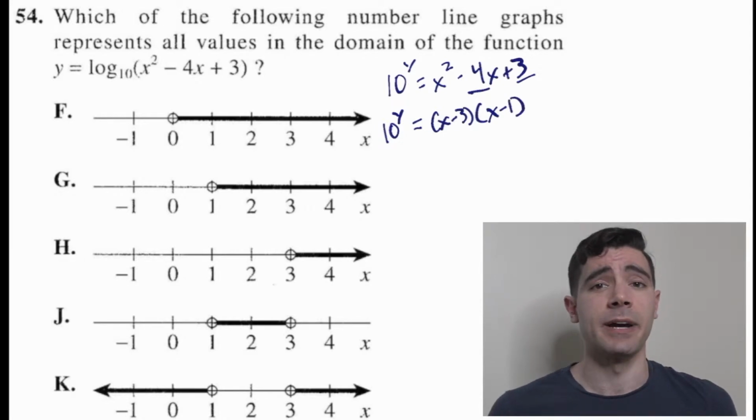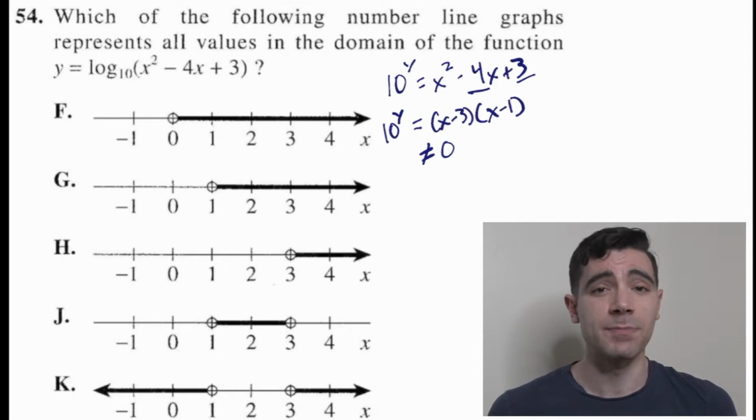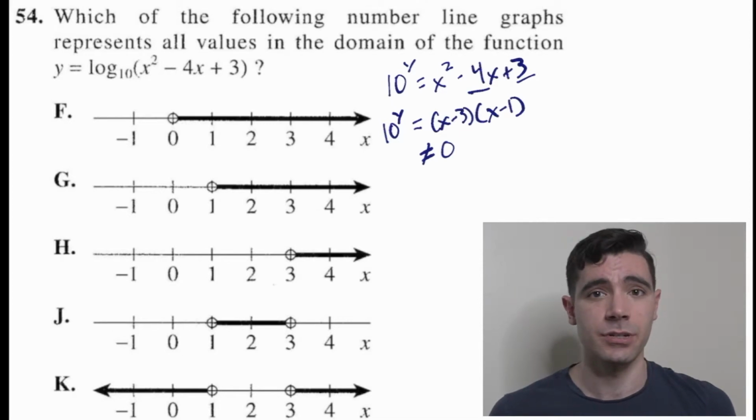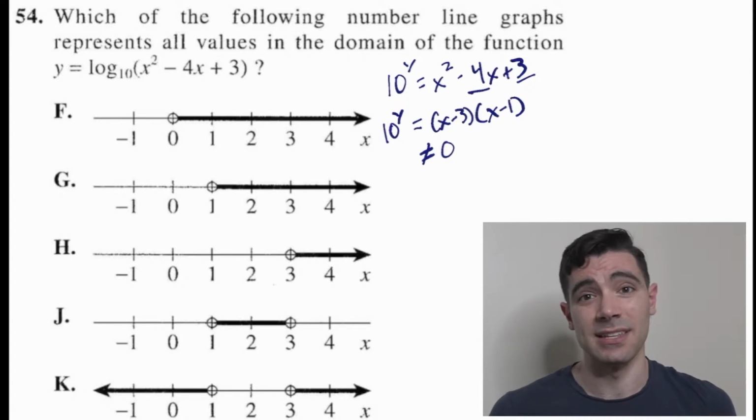We don't know very much about 10 to the y. But I'll tell you what, 10 raised to an exponent cannot equal 0. There's no exponent that you could raise a positive integer to make it equal 0. So now we have some limitations on our domain. If x were 3, then the right side of the equation would equal 0, and that would say that 10 to the y equals 0, which is not possible. So both 3 and 1 are not in the domain.